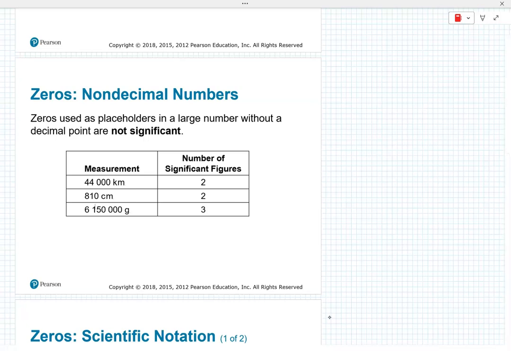So on quizzes or exams, are you going to include those? Yes. If you have a question about this number, how many significant figures does this number have? The answer is 2. If I ask you how many significant figures this number has? 3. Okay? Good? Everyone? Fantastic.